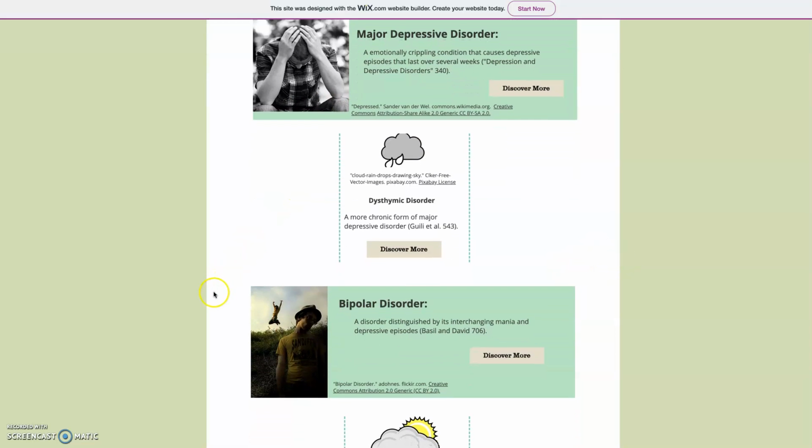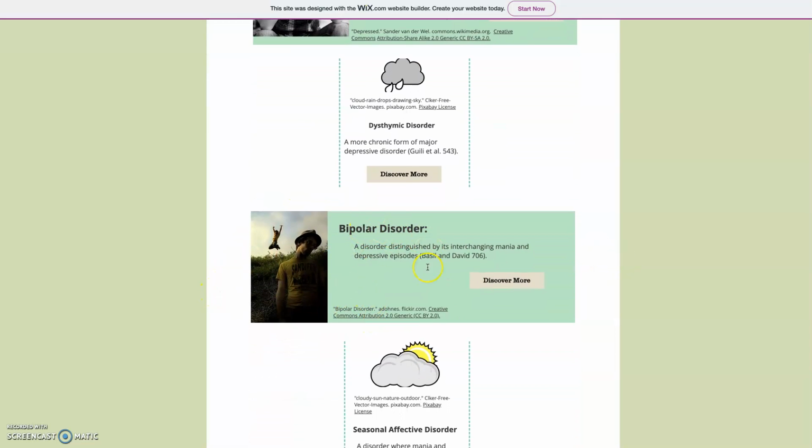Here we have other images. In this case, these images are connecting with the written definition to help create another understanding, or maybe help the audience relate the visual to the written content.